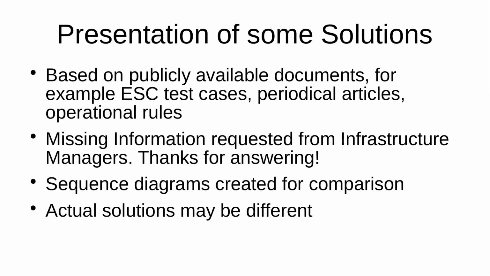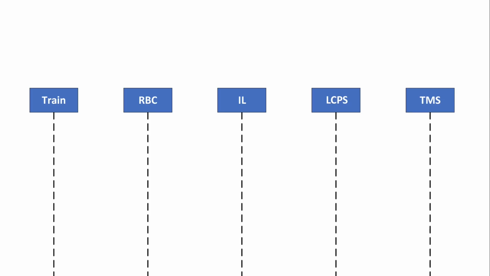To visualize the individual solutions in a comparable way, I have created sequence diagrams. The shown systems are always the same: the train, which includes the ETCS onboard unit, the RBC, the radio block center, the interlocking, the LCPS, the level crossing protection system, and the TMS, the traffic management system.